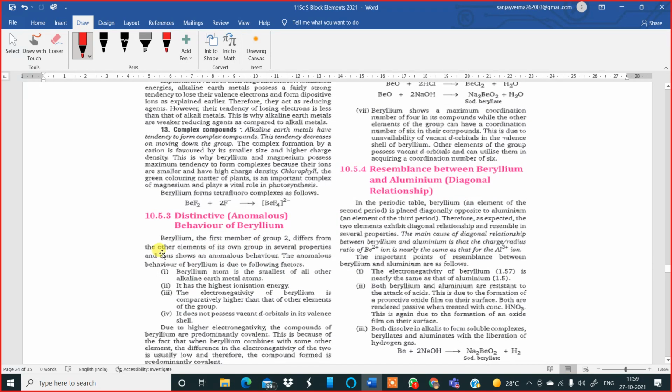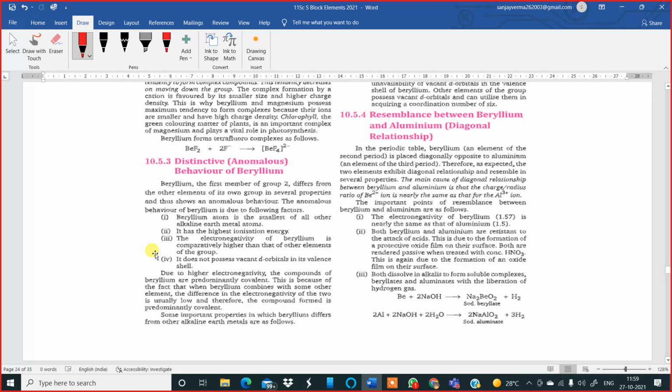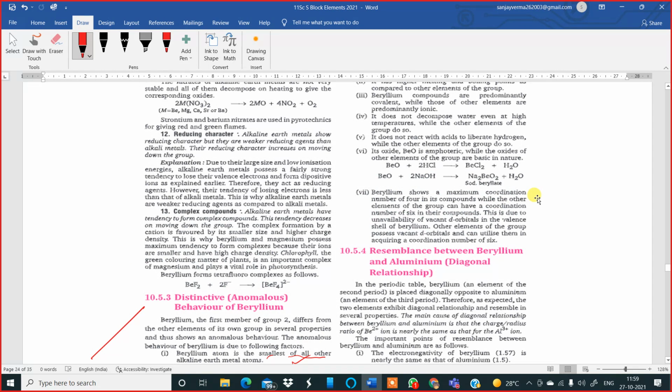Then we come to the most important part of this chapter, the distinctive or anomalous behavior of beryllium, which is the first element of this group. Beryllium is the smallest of all the alkaline earth metals. That's why it is anomalous in character. It has the highest ionization energy. The electronegativity of beryllium is comparatively higher than that of the other elements. It does not possess any d orbital. That is why it behaves differently from the other elements of this group. So these are the three important things you must remember.